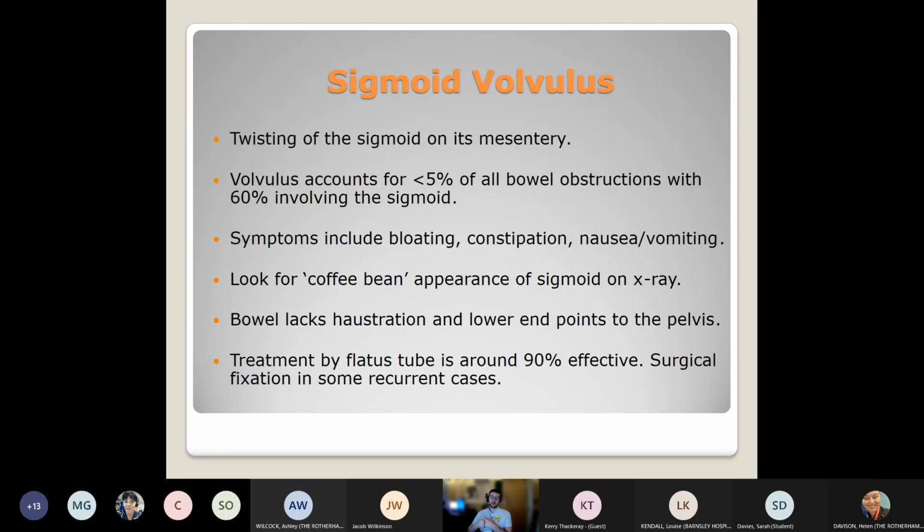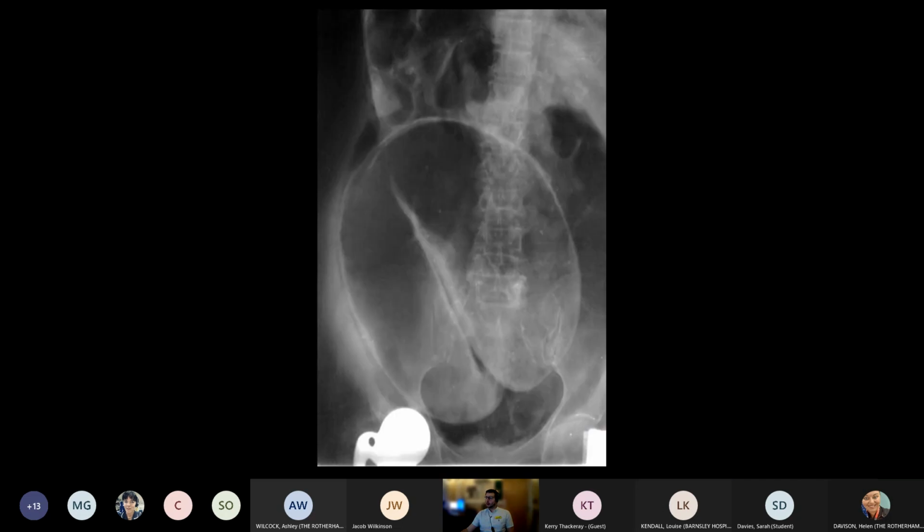It usually starts at the left lower quadrant and it goes up into the right upper quadrant in that direction. The bowel will lack the haustral folds because it's so dilated. The treatment is to put a flatus tube in, and more often than not, that will do the trick. Occasionally they'll have to go on and have surgery, and they'll have multiple X-rays, before the tube insertion and after the tube insertion, to see if it's recurring, and they'll keep an eye on things for a while. This is a classic example.